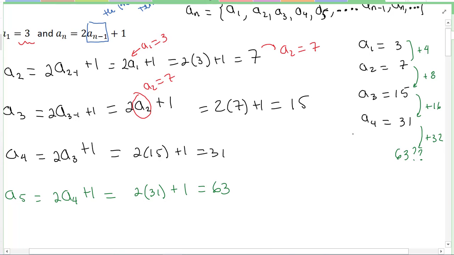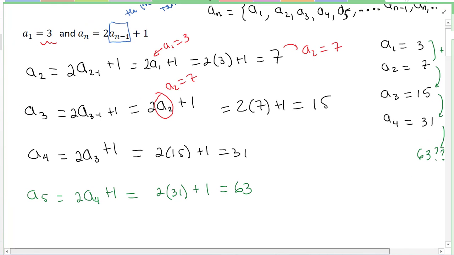But the formula for this, another formula, does have something to do with powers of 2. So I encourage you to figure out what that might be. And I'm going to record another video for summation notation.